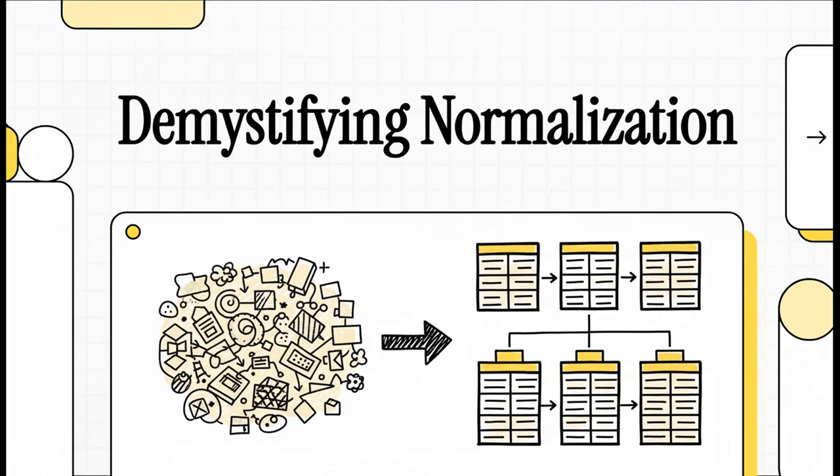If you've ever had to deal with data, you know it can get, well, messy, super messy. So today we're going to tackle that head on. We're going to learn the art of database normalization, which is basically a fancy way of saying we're going to turn total data chaos into something clean, efficient, and totally reliable.